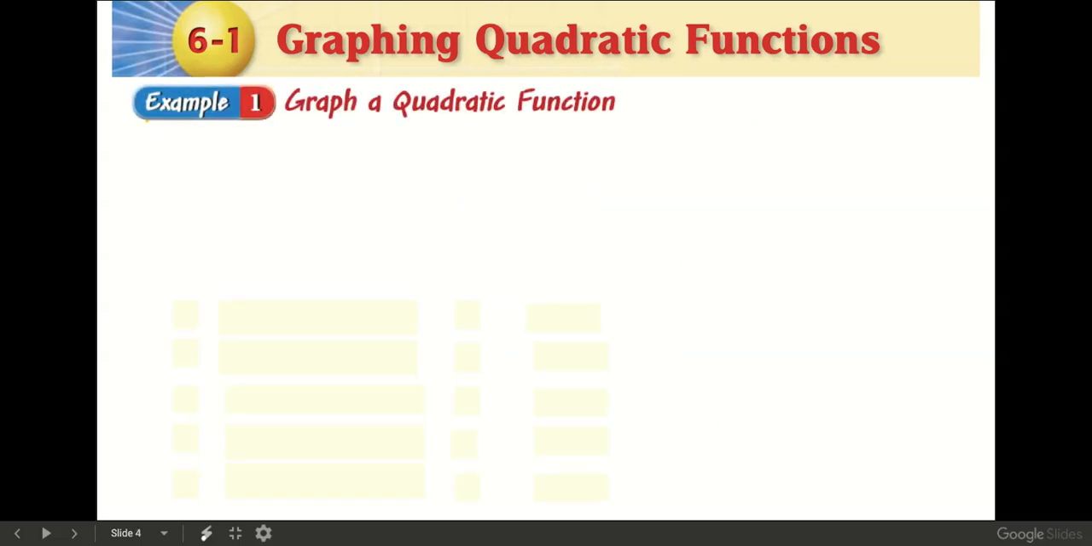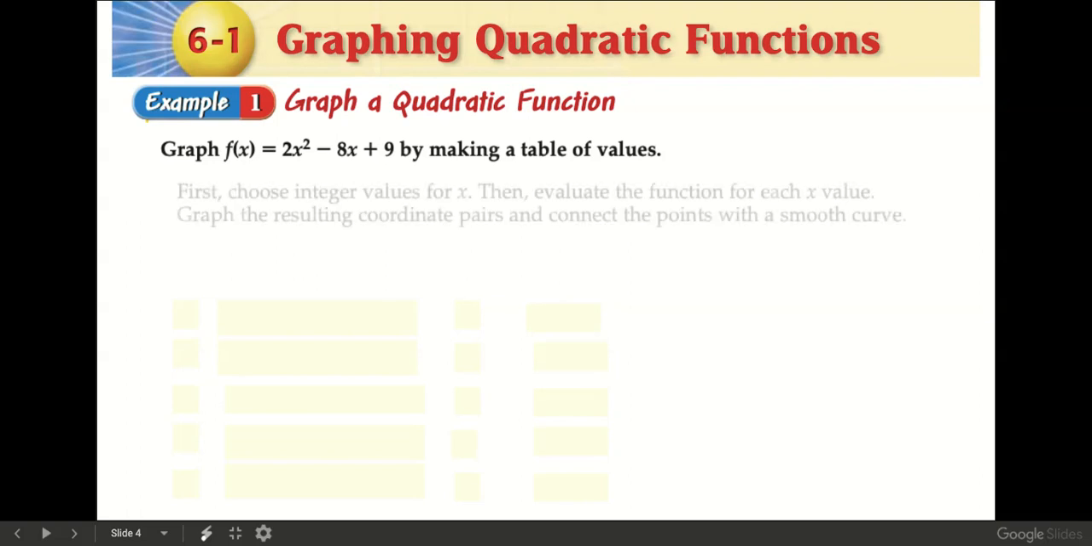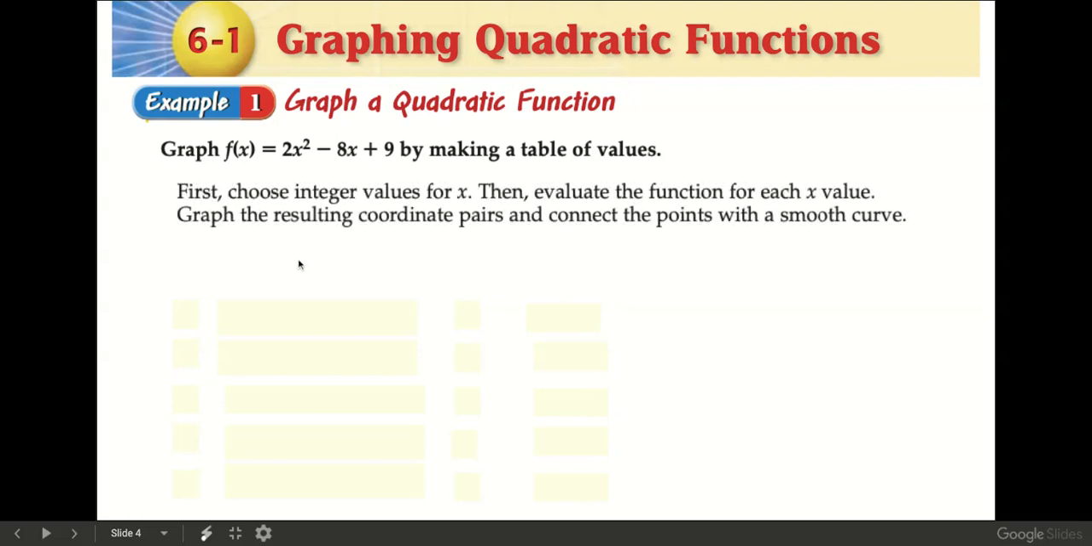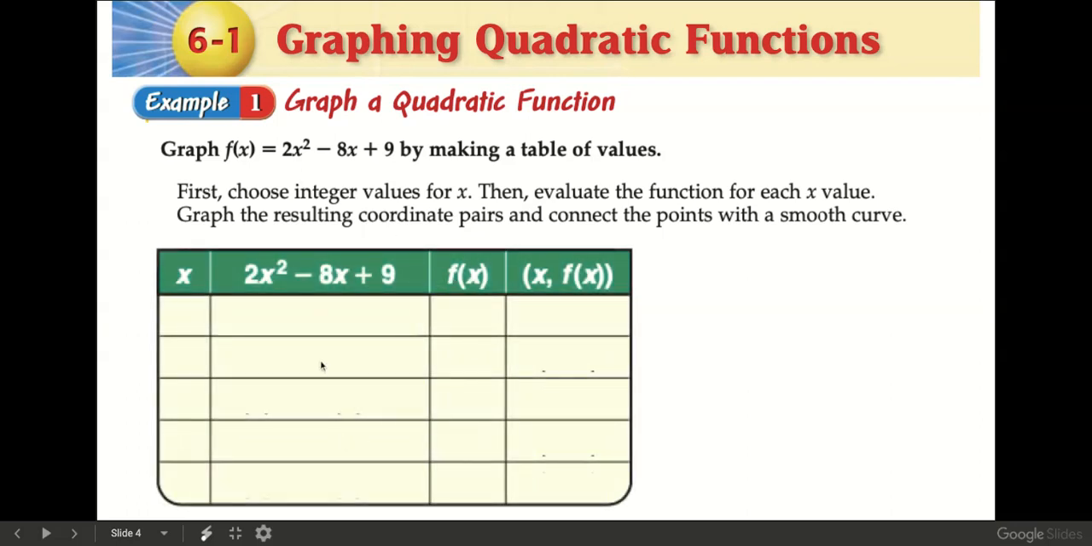If we were asked to graph a quadratic function, and they give you a function f of x equals 2x squared minus 8x plus 9, we could do this by making a table of values. First we choose integer values for x, right? Things that we could substitute in for x that are really easy to calculate. Then evaluate the function at each value of x, and then graph the resulting coordinate pairs and connect the points with a smooth curve. So here's a table, right?